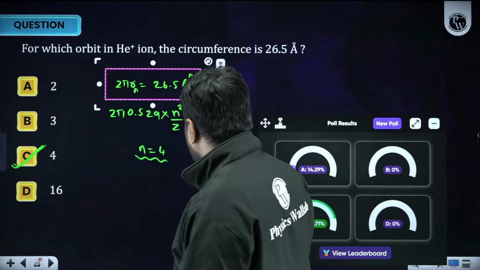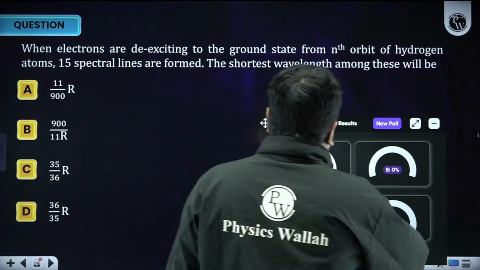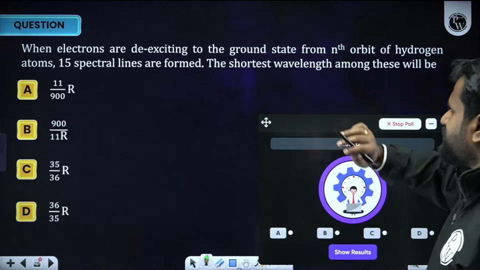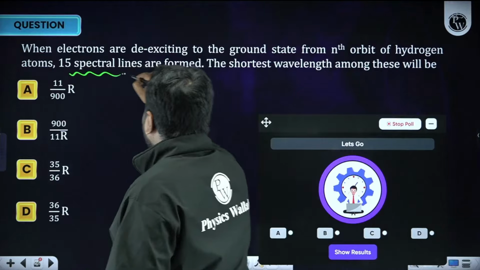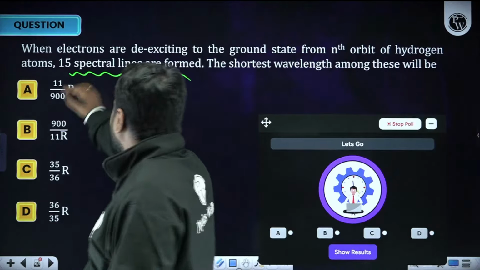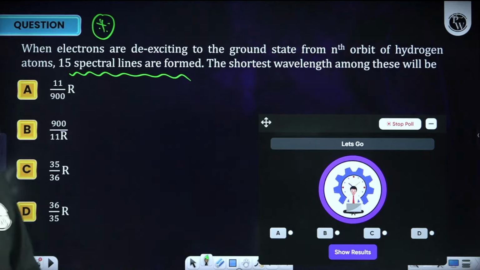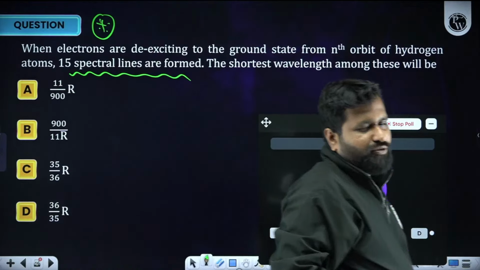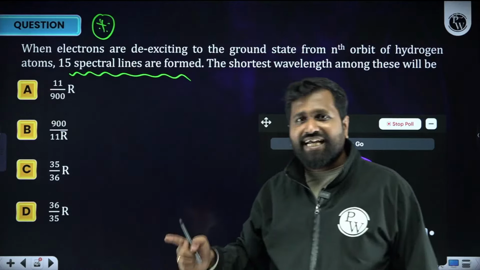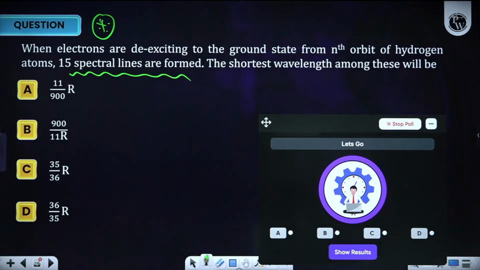So when it comes to atomic structure, all these formulas are very, very important. When electrons are de-exciting to the ground state from the nth orbit of a hydrogen atom, 15 spectral lines are formed. The shortest wavelength among these will be. Very good question. This is one of the very important model questions. When the particular electron is getting de-excited, how many spectral lines are we getting? 15 spectral lines. They are asking for the shortest wavelength.